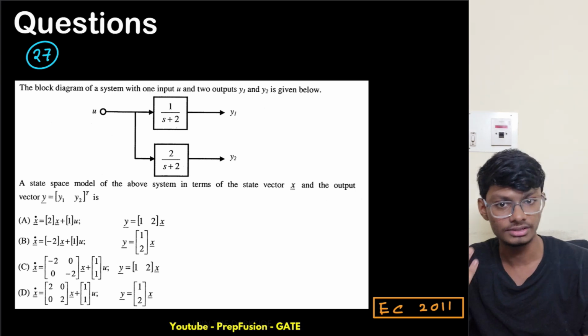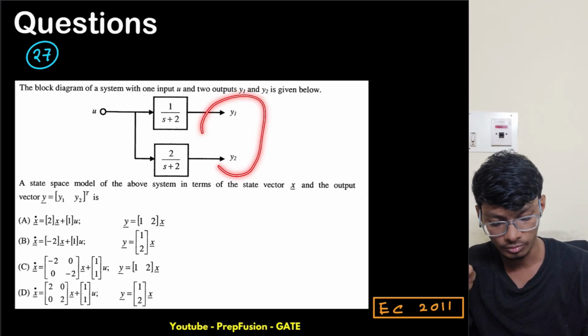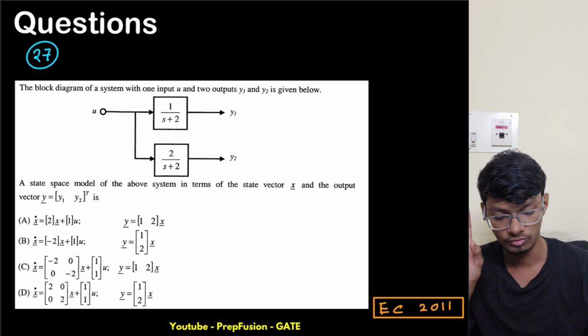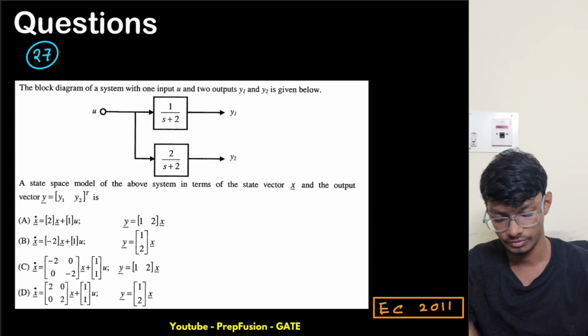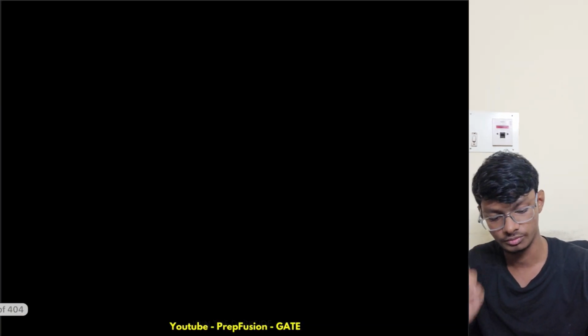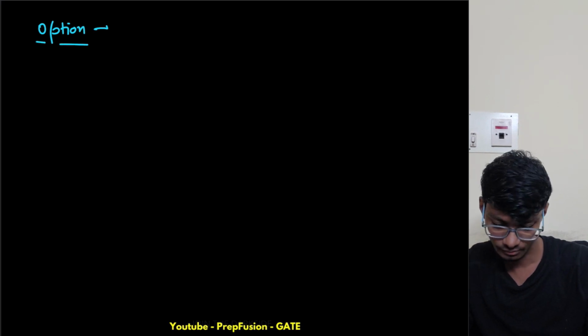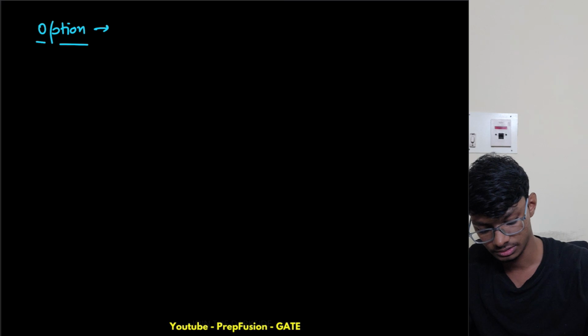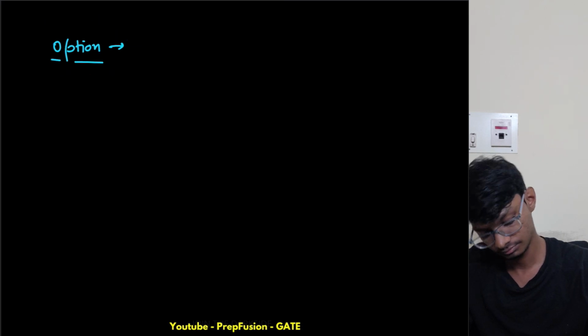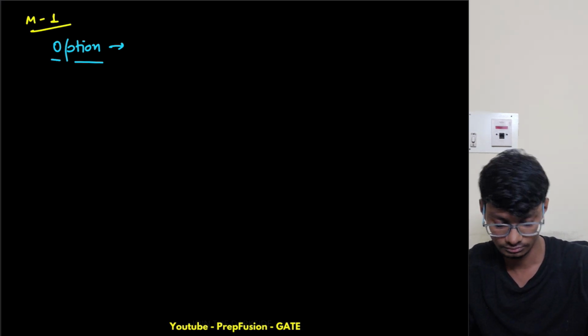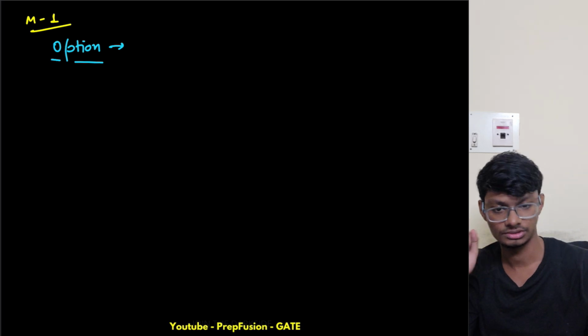If n is 1, now I have two outputs and one input. Let me solve this using two methods. One is using the options and one is using the conventional method. So this is method 1.